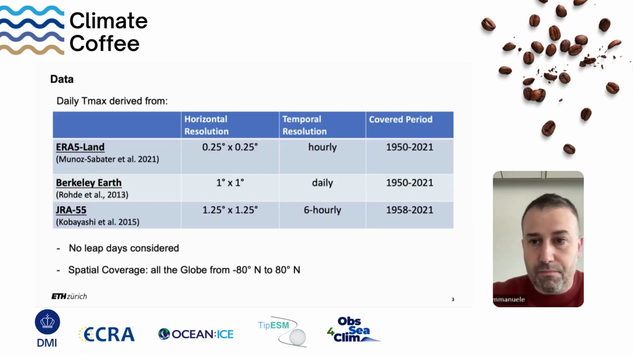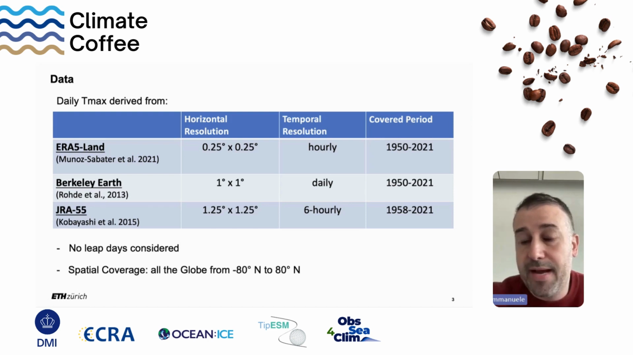Before diving into the results and the method section, I start just giving a brief introduction of the data that we use. Basically, all the paper is based on daily maximum 2-meter temperatures that are derived from 3 datasets. Our main reference is ERA5-Land. So it's a kind of a product derived from ERA5 reanalysis data by running a more sophisticated land scheme, a land model by Muñoz Sabater et al. 2021.